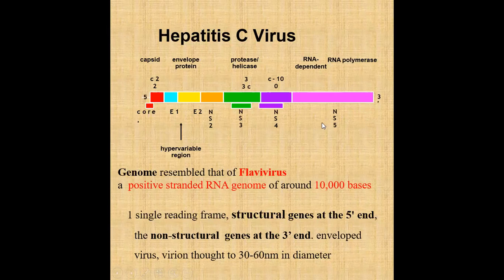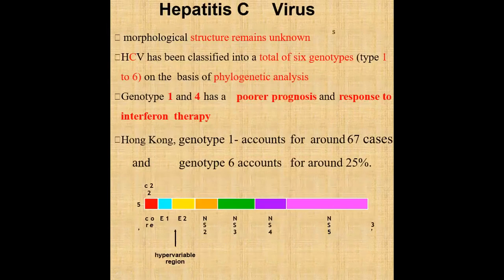The virus has an envelope, and the virion is 30 to 60 nanometers in diameter. The total diameter of this virus is about 30 to 60 nanometers. Then, the morphological structure remains unknown. Unlike other bacteria or viruses, whether there are strands present is not known for this virus.